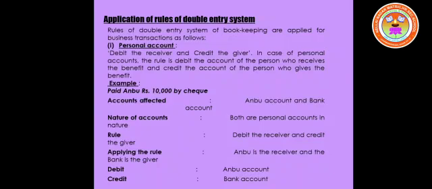Then who will be the giver for the check? I mean, who will give money for the check? Your banker will give money to Anbu for the check. So you have to use the personal account rule here also. Bank account should be credited according to personal account. Credit the giver. Banker is the giver. Finally, your journal entry will be Anbu account debit to bank account.